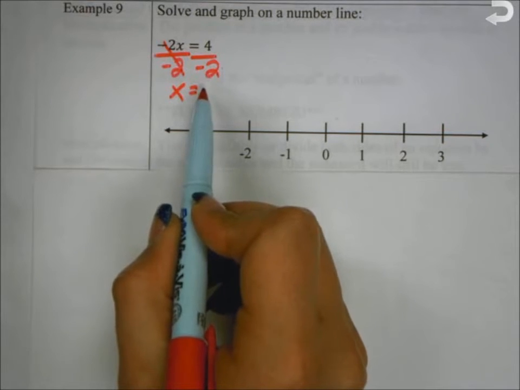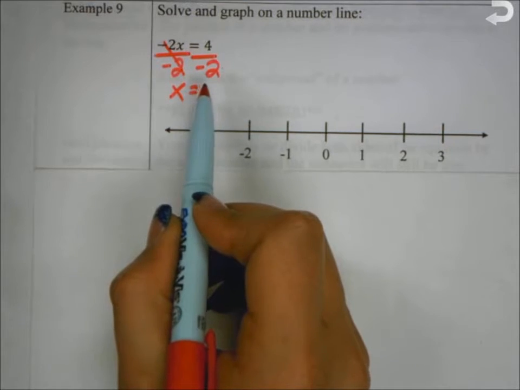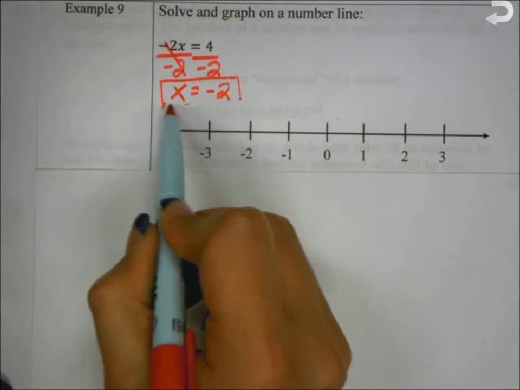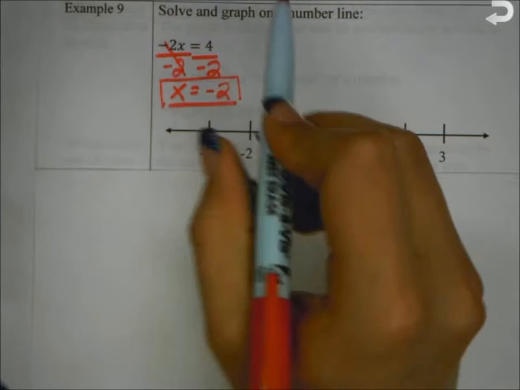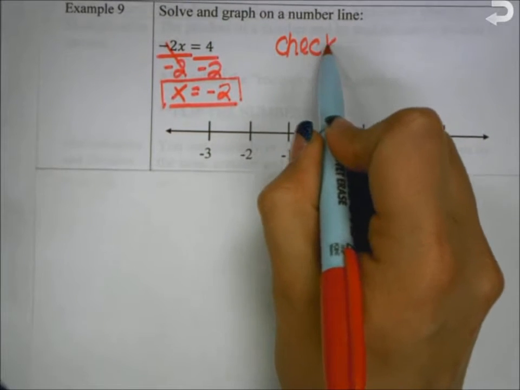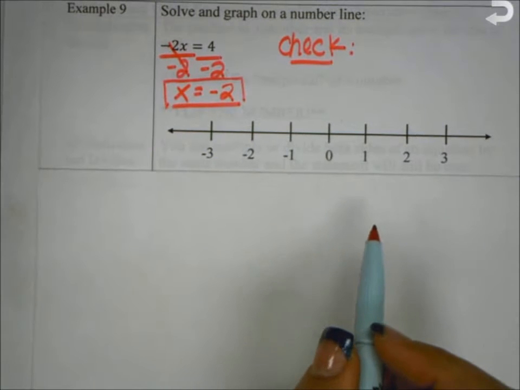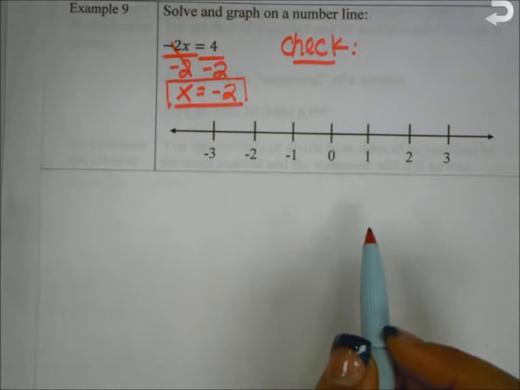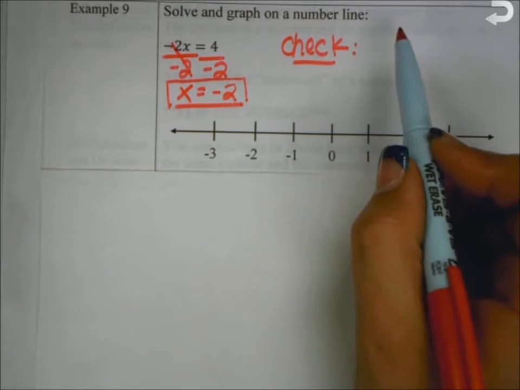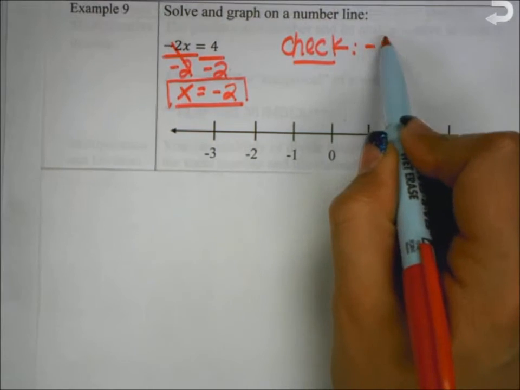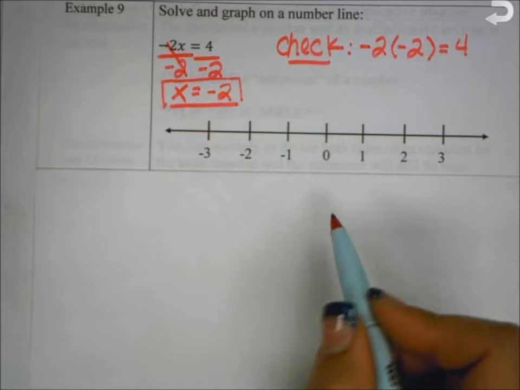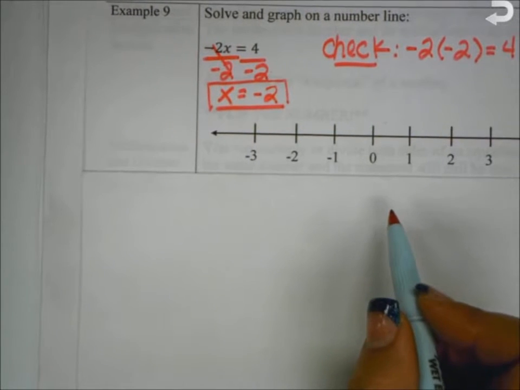The first thing I want to do before I graph this is check it, because I don't want to graph if I have the wrong answer. So how do I check my answer? Judy, how do I check my answer? I plug in negative 2 for x. So I have 2 times negative 2, and I want that to equal positive 4. 2 times negative 2. What does that give me, Emily? Positive 4. Positive 4 equals positive 4. Everyone, is that a true statement? Yes. So we got the correct answer.